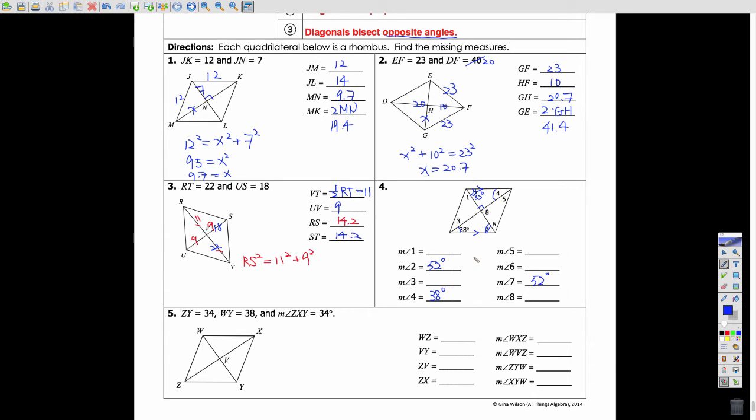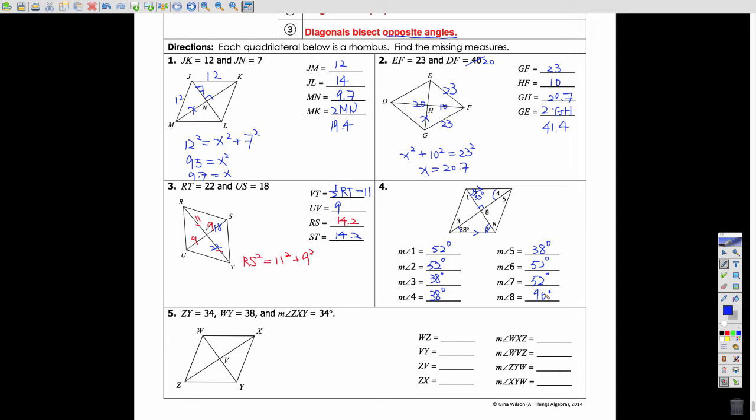Once we've got that, the rest of it is a lot easier because remember for a rhombus, the diagonals not only bisect each other in terms of length, but they also bisect opposite angles. So angle 3 has to be 38 degrees, and angle 4 and angle 5 have to be the same at 38 degrees. Angle 1 and angle 2 must be the same at 52, and angle 6 and angle 7 must be the same at 52. And angle 8, obviously, is 90 degrees.